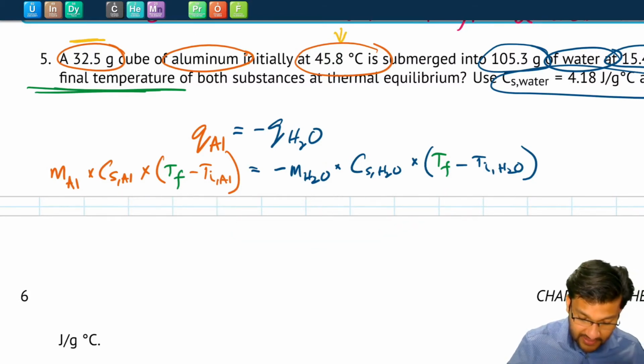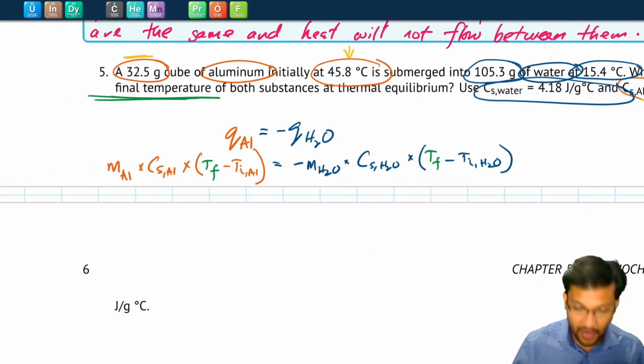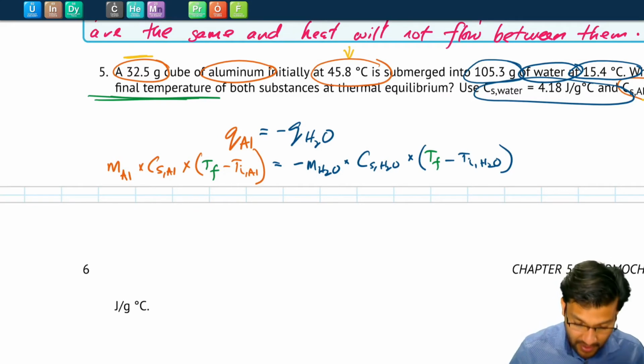So all this means is that we need to do some algebra to solve for TF in this equation, because everything else we know the value of. Now, what you could do at this point is just start plugging in numbers and solving for TF. But I'm just going to rewrite this equation to solve for TF my own way, because why not?